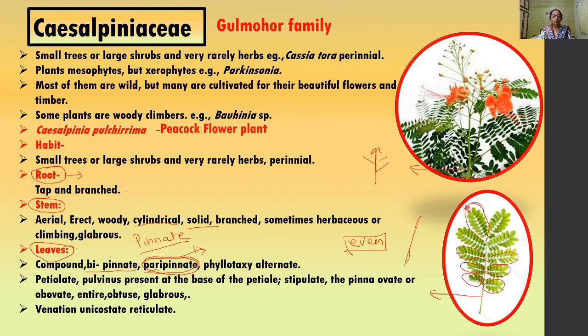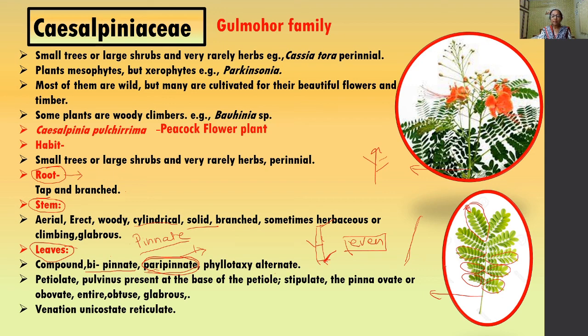So, we call it a paripinnately compound leaf. Now, about the arrangement, the leaves are arranged on the stem in an alternate manner. The stem is having nodes and internodes, and on these nodes and internodes, the leaves are arranged in this manner. They are arranged in an alternate fashion. So, phyllotaxy is alternate. Then the leaf is having a stalk.